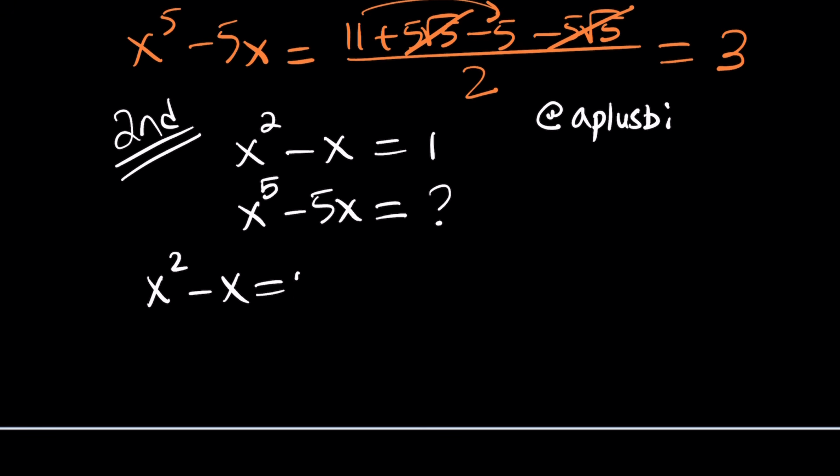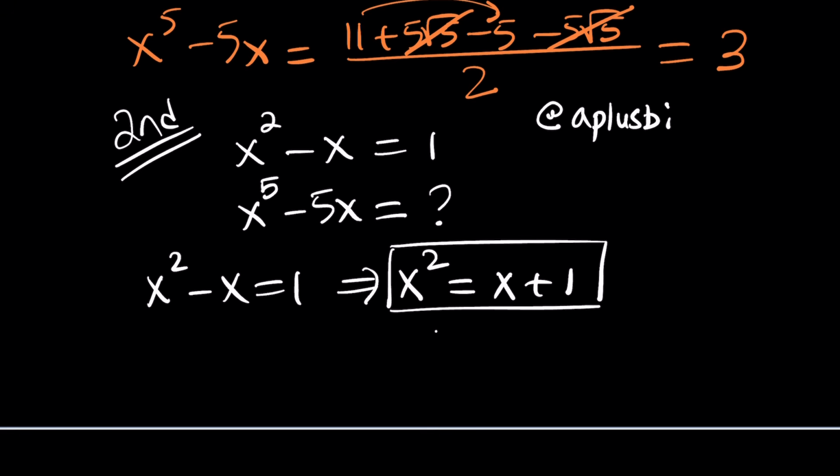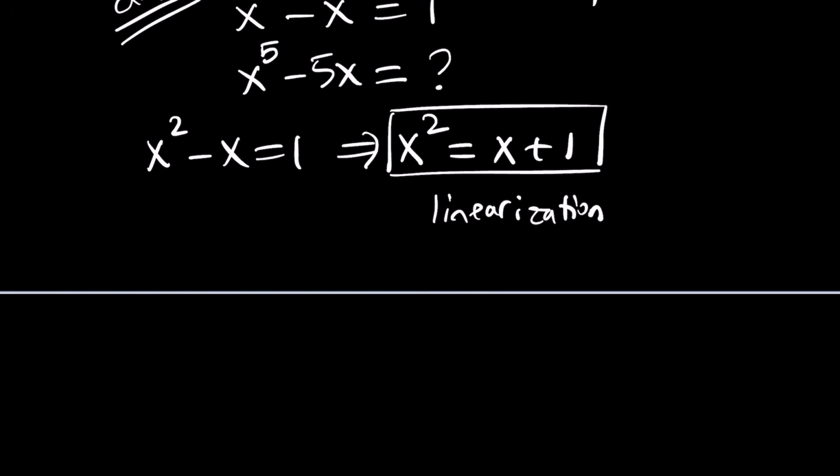From this equation, we're going to isolate the x with the highest power, which is x squared. So we can now write x squared equals x plus 1. This is kind of like linearization of any power of x. Make sense? So we're expressing it as a linear function, in other words. From here, obviously, we can come up with so many things.